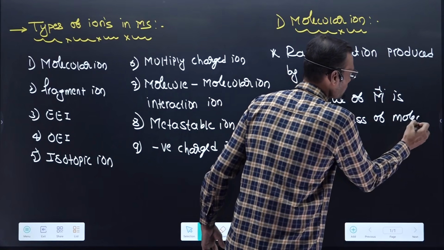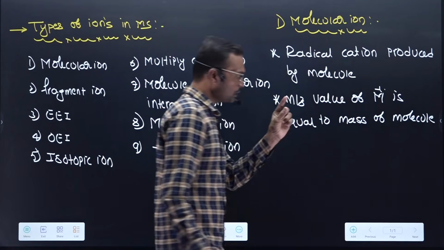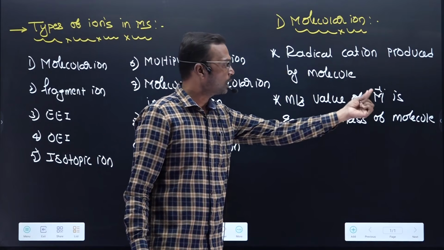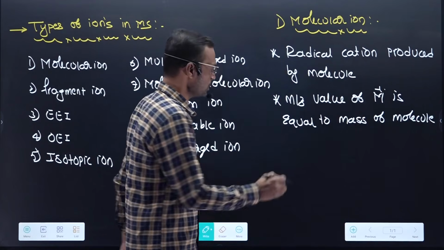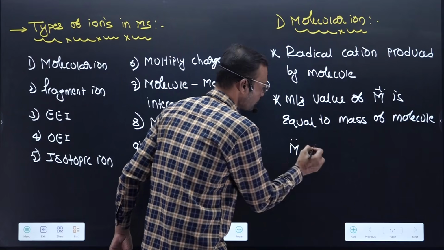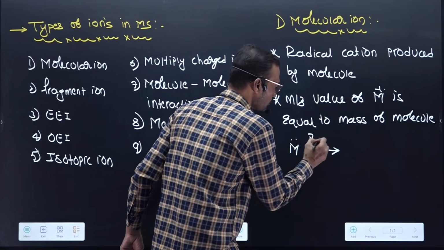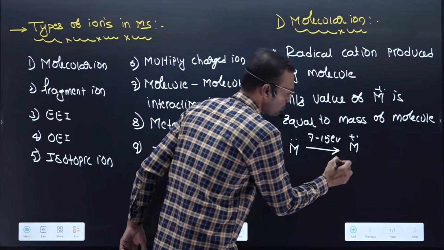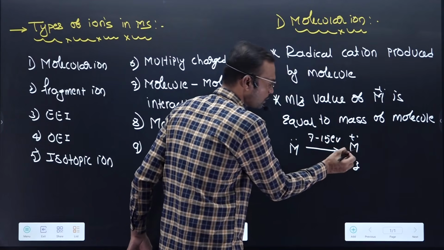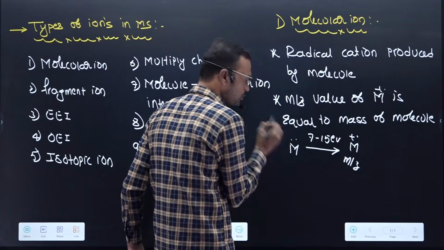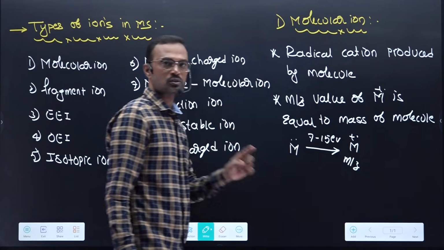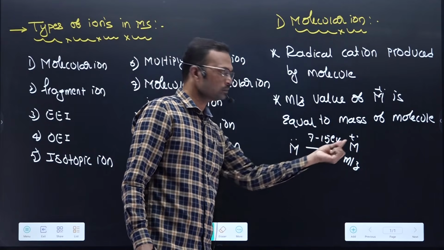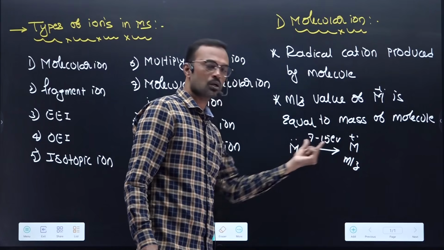Suppose I am taking one molecule, and I want to determine the weight of that molecule, the mass of that molecule. That mass can be determined by the m/z value of a molecular ion. This is that molecule; by applying 7 to 15 electron volts, now you will get a radical cation. Once you calculate the m/z value of this molecular ion, it is equal to the mass of this molecule, because only one electron difference is observed between molecular ion and molecule. If you neglect that electron, this m/z value and this mass are both the same.